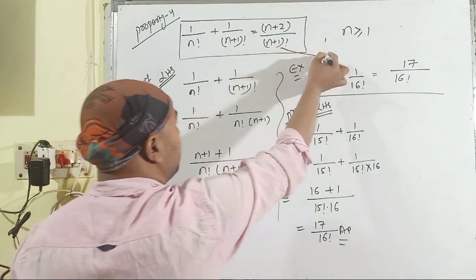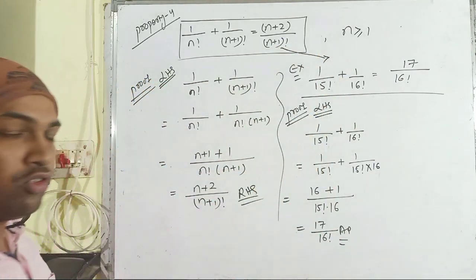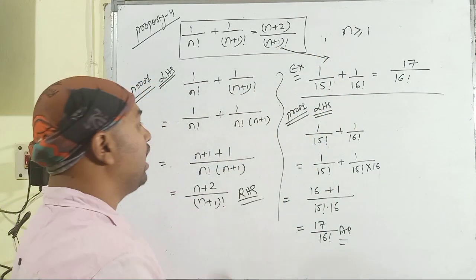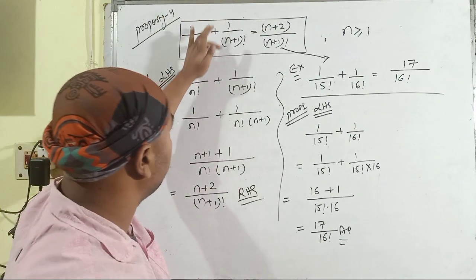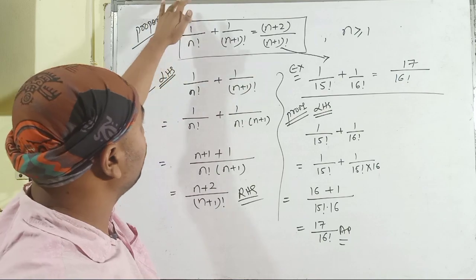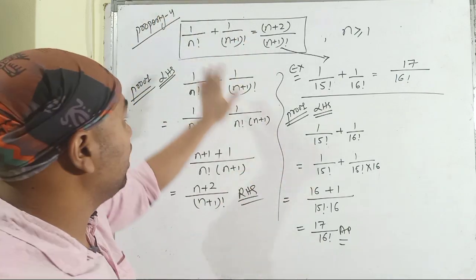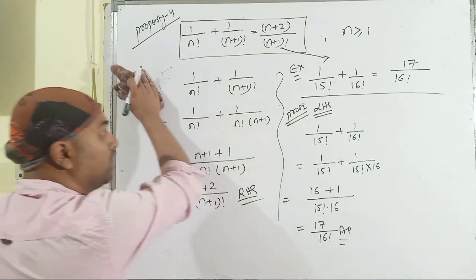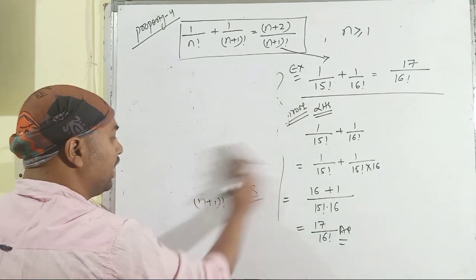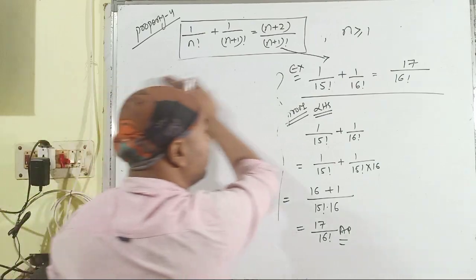And this is the shortcut trick to evaluate the sum of two fractions, and they must be in the form 1 upon n factorial plus 1 upon n plus 1 factorial. That means both of the numerators will be 1, but the denominators will be factorials of two consecutive numbers. Okay. Then let us discuss the next property.